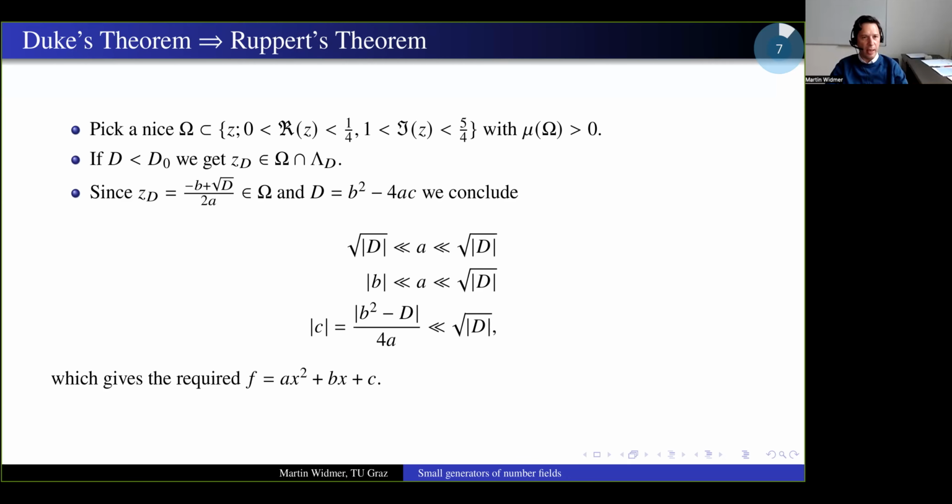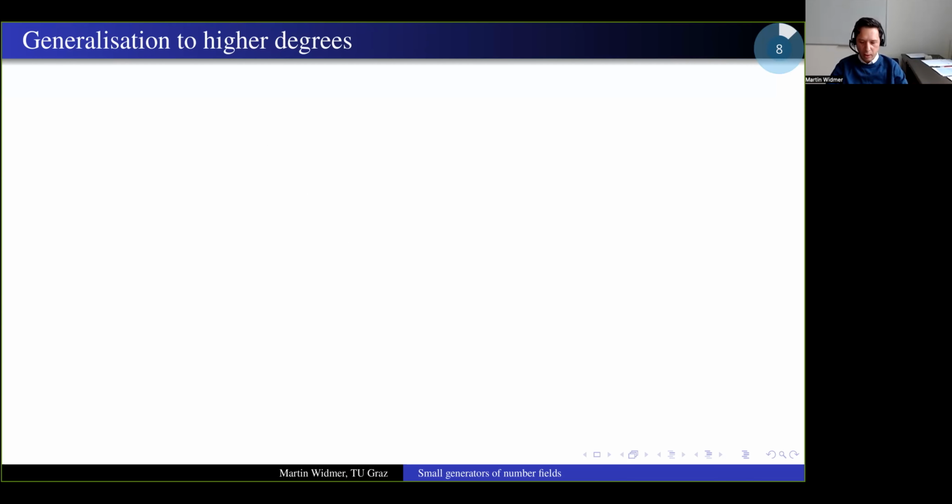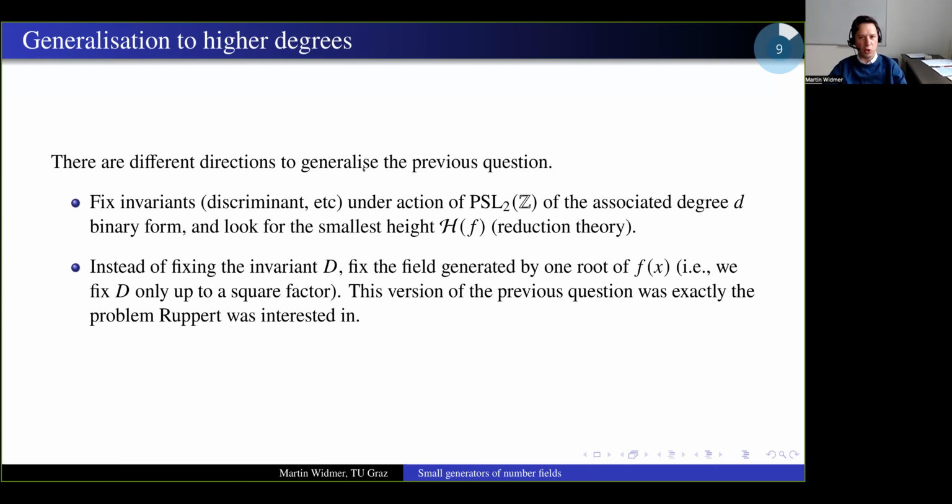So now the question, okay, how do we take it from there? What are possible generalizations of these questions? Well, of course, one thing you can do is think of the previous question as a question on a binary quadratic form and look at associated binary degree d forms of higher degree. And you could fix an invariant under the action of the modular group, for instance, the discriminant, or even a complete set of invariants under this action, and then look for the smallest height of a form with these invariants.